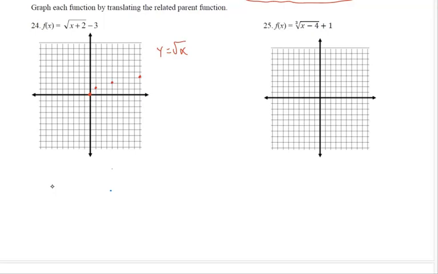So 2 left, 3 down, every one of the points. 2 left, 3 down, 2 left, 3 down, 2 left, 3 down. And the blue, when I connect them, that represents the graph. So this is graphing by translating the parent.